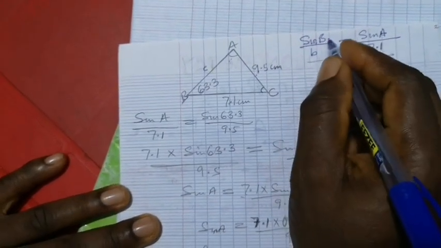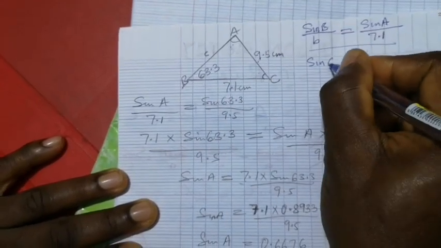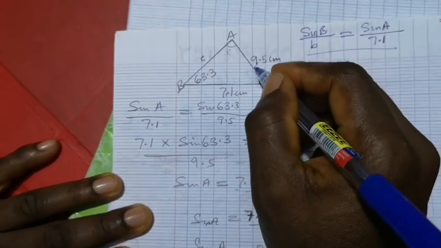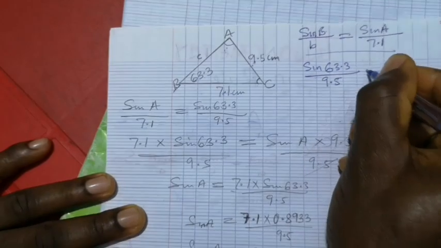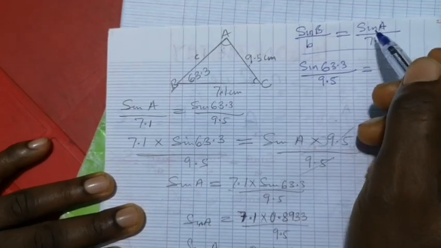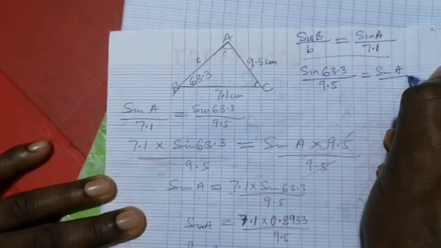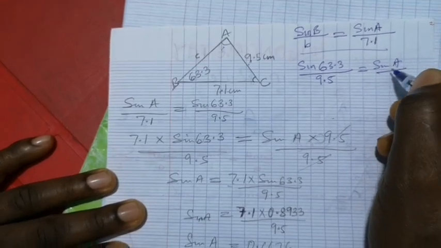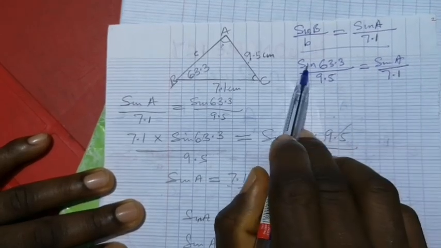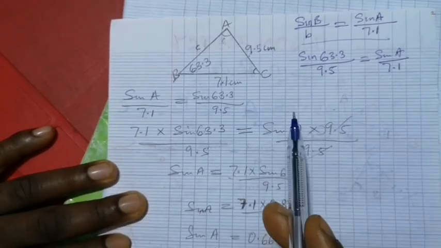Okay, now what I have here is the same as what is here. Now in this place, sine B is now sine 63.3, since B is 63.3, all over small letter b, which is 9.5, is equal to sine A. We don't know sine A, so we just write sine A all over 7.1, which is side A, and this is the same as what we have here. So we can now start from here.